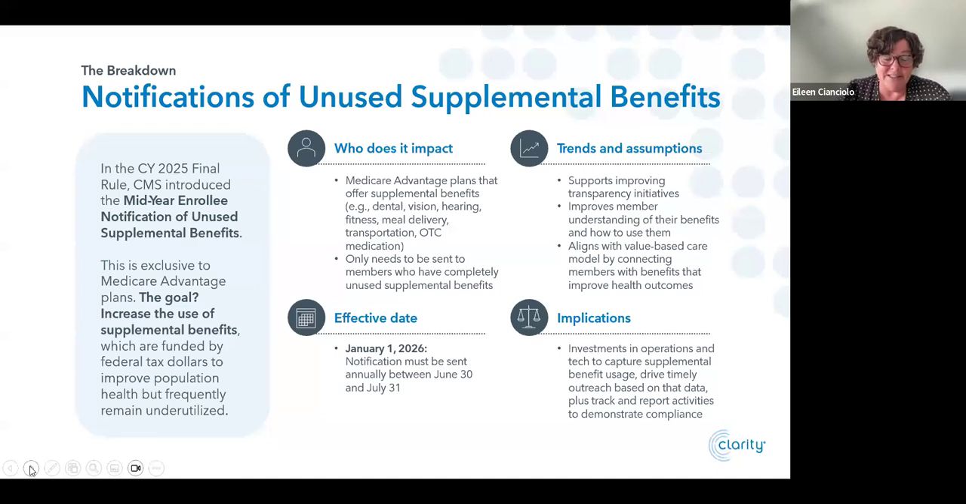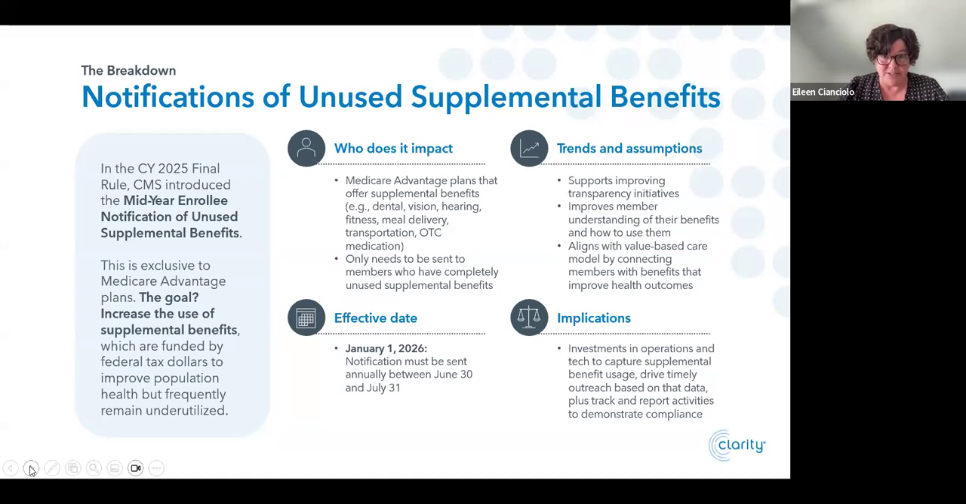But I can tell you there's a lot that's needed here, to think through this process and the data that needs to be pulled in order to solve for this. If you have not begun solutioning for this, I would highly recommend making it an area of focus as quickly as possible, because it will be here before we know it. So what is this mid-year notification of unused supplemental benefits? This applies exclusively to Medicare Advantage plans. And what's the goal? There are a significant number of supplemental benefits that are added as part of Medicare Advantage plans.